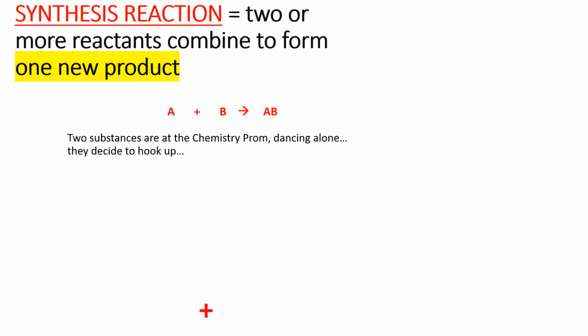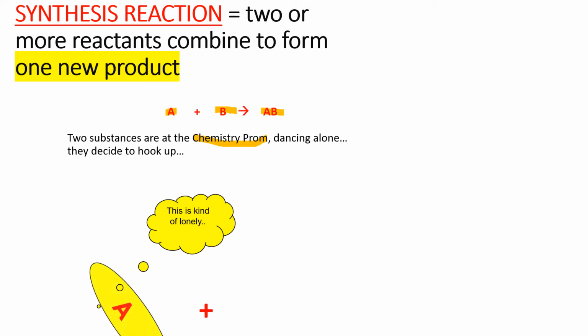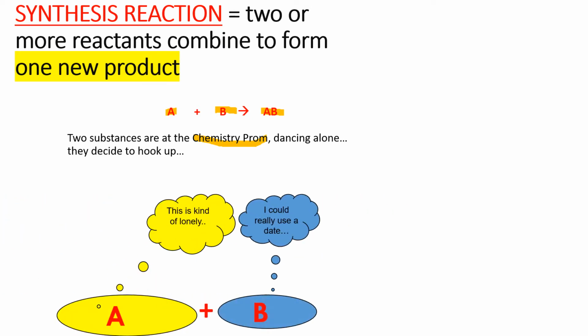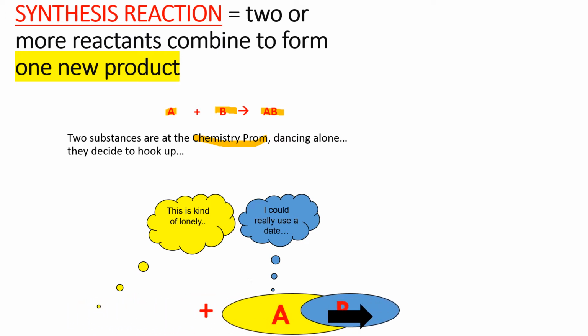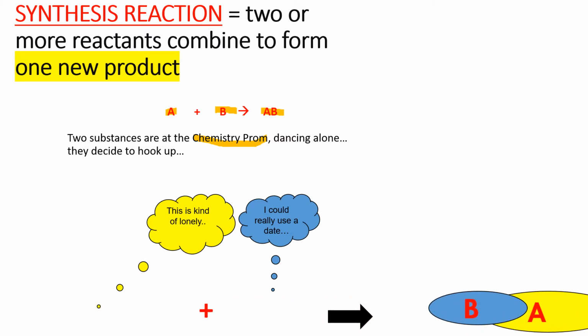Okay, in a synthesis reaction, 2 or more reactants combine to form one new product, designated with this general equation: A plus B to form AB. It is similar to when two substances are at the chemistry prom, dancing alone, and they decide to hook up. So they form one couple.